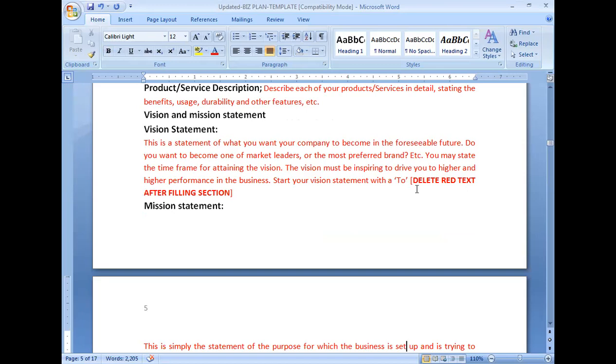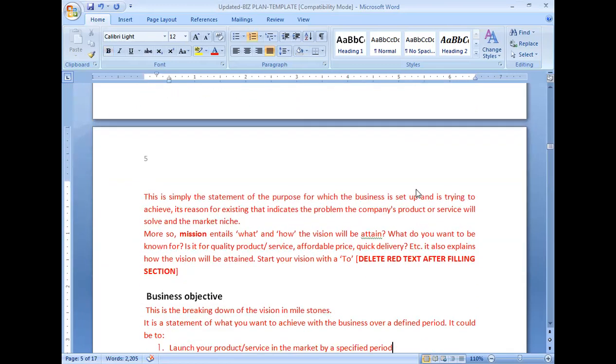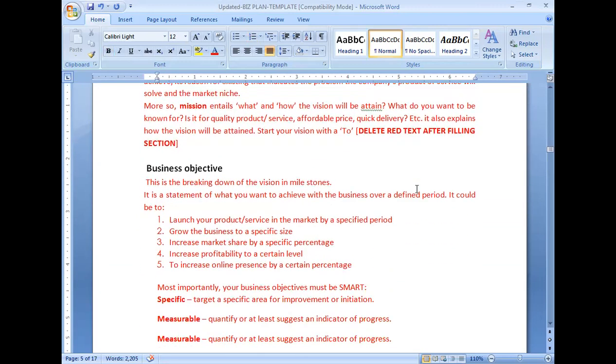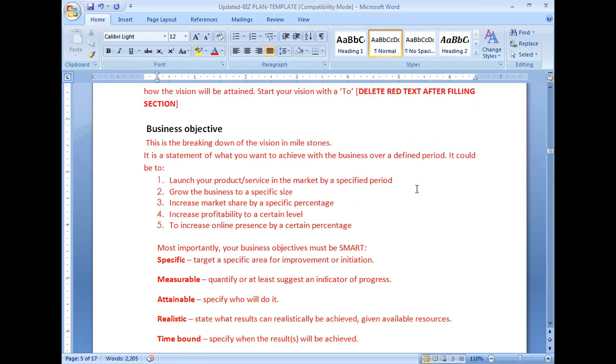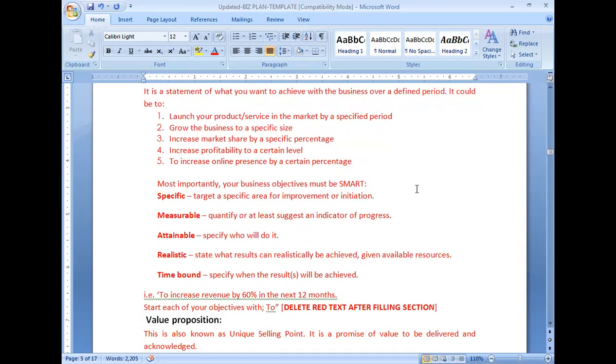So having done that, please ensure to always delete all the items in red text. Then business objective. This is the breaking down of your vision into attainable milestones. You have to be very, very specific when preparing your business objective.